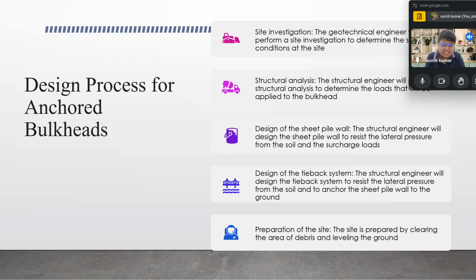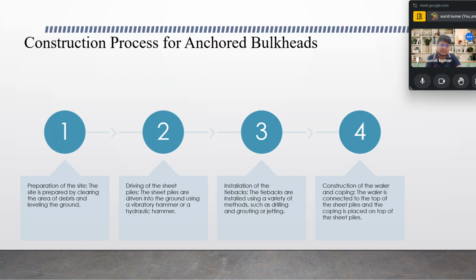Afterwards, the preparation of the site takes place. The site is prepared by cleaning the area of debris and leveling the ground for the construction practices for the bulkhead installation. Now, the process of the anchor bulkhead consists of, first of all, preparing the site by cleaning the area of all debris and leveling the ground.